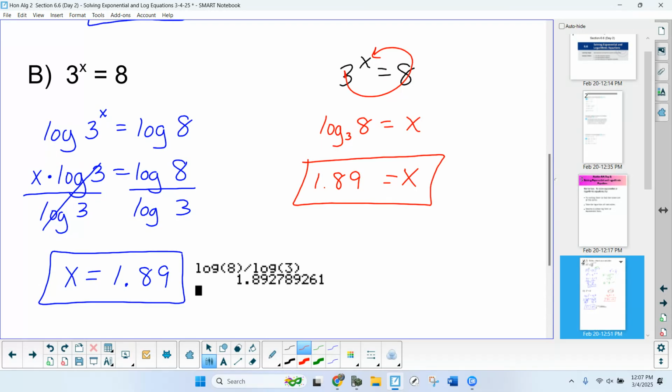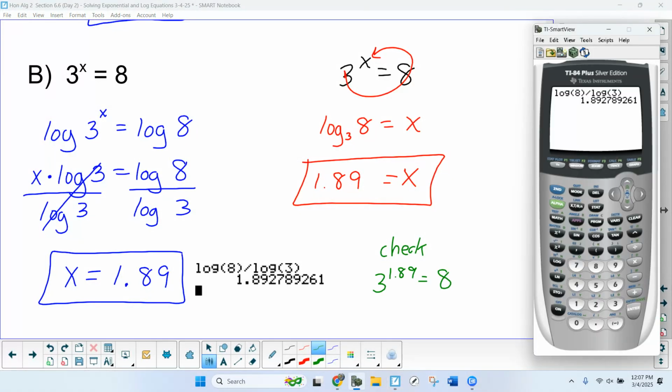I think that's easier. Okay, but can you take the log of both sides? Yep. Okay. Now when I check it, if I use 1.89, I will get approximately 8. If I raise it to that second answer, I'll get exactly 8. But if you raise 3 to 1.89, you'll get very close to 8. So we're good. Any questions?